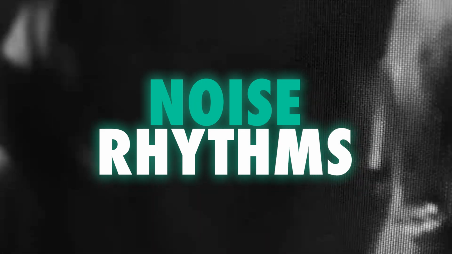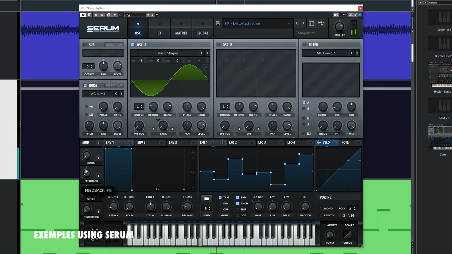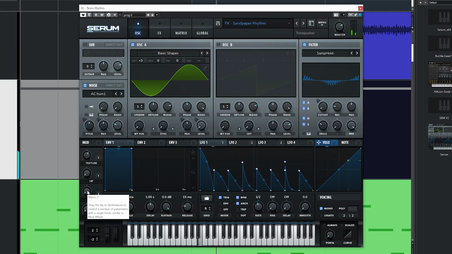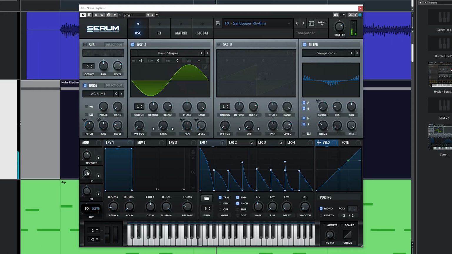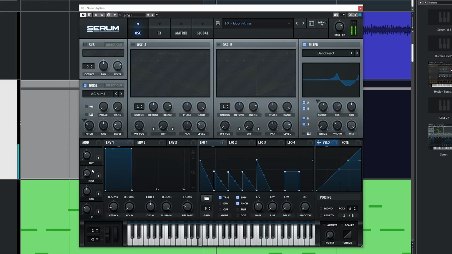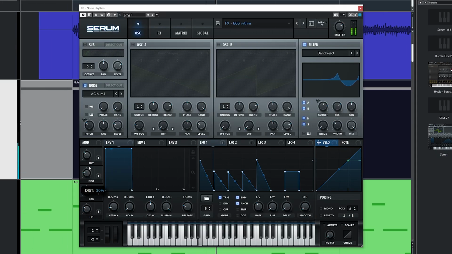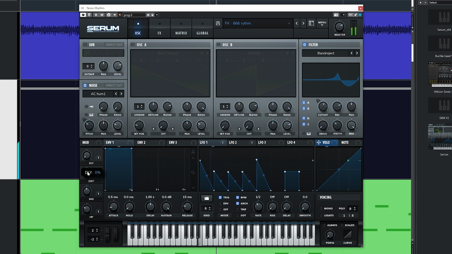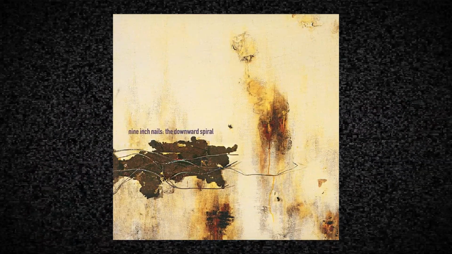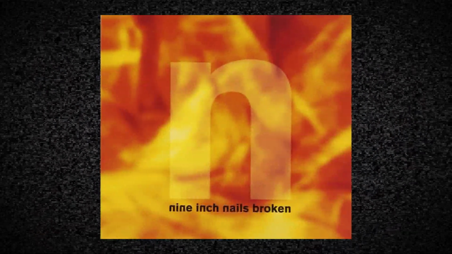Noise rhythms are essentially rhythmic patterns made from distorted, filtered, or modulated noise. This is a technique used a lot by Nine Inch Nails on The Downward Spiral or Broken. They are a staple in industrial music.